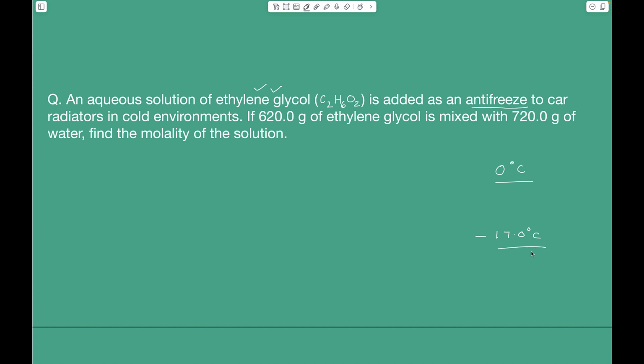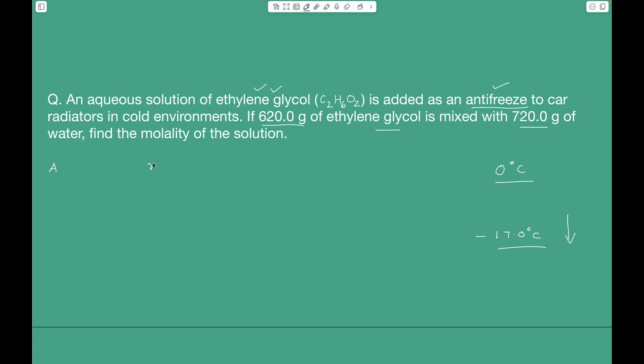Now what does this mean? This means now water does not freeze until the outside temperature falls below minus 17 degrees centigrade. And ethylene glycol is known as antifreeze because it is added to water to prevent the freezing of water as much as possible by reducing its freezing point. Now the question says 620 grams of ethylene glycol is mixed with 720 grams of water.